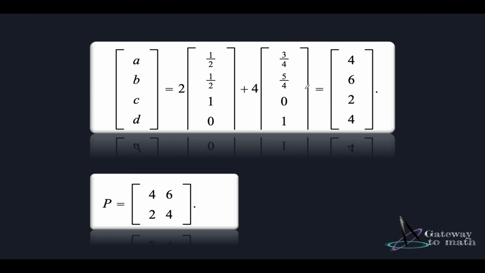So this is what we have, and then let's go ahead and add them. We'll get 4, 6, 2, 4. If you remember, we had to find the value of P, which was a 2 cross 2 matrix. So we need to shift the column representation of this matrix to a 2 cross 2 matrix, which can be done as P equals 4, 6, 2, and 4 respectively. So this is the value of P for which the matrix A and B are similar. This is how you solve such questions.